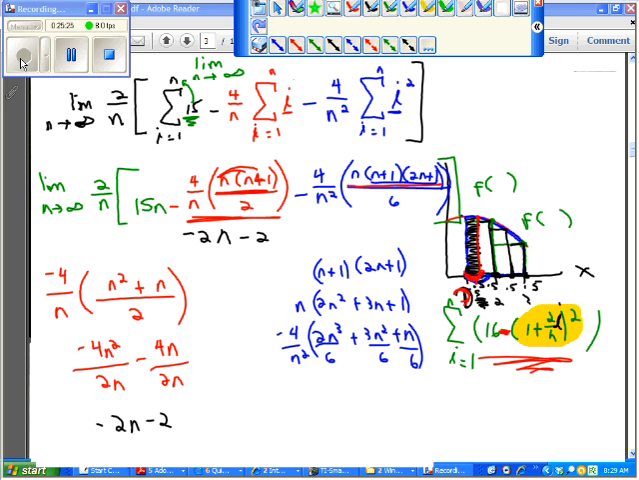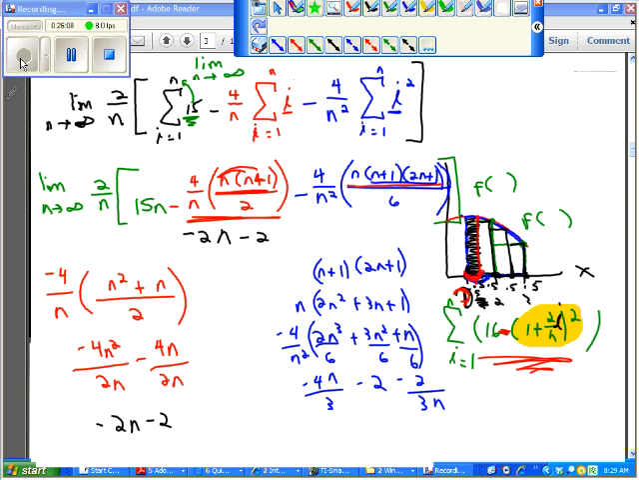So I'm going to have a negative 8 over 6, which is a negative 4 over 3. I've got an n cubed on top and an n squared on bottom, so I've got an n there. And then I've got a negative 4 times 3 is a negative 12 divided by 6 is a negative 2. And my n's would go out, so I have a minus 2 there. And then I have a negative 4 and a 6, which is a negative 2 over 3. And I've got an n squared on bottom and an n on top, so I'm going to have an n on bottom.